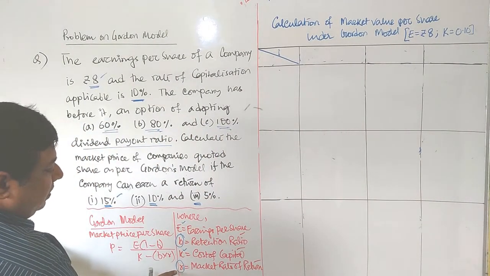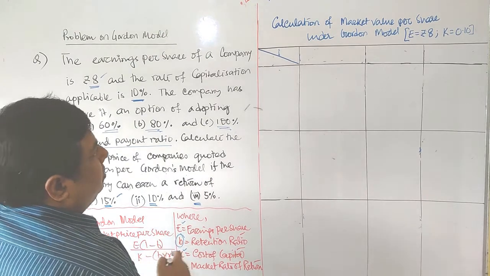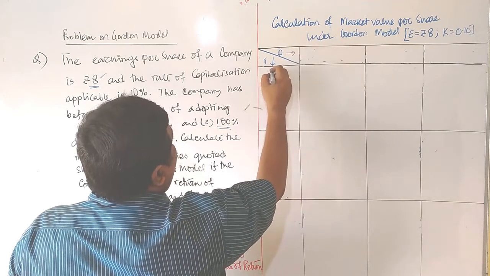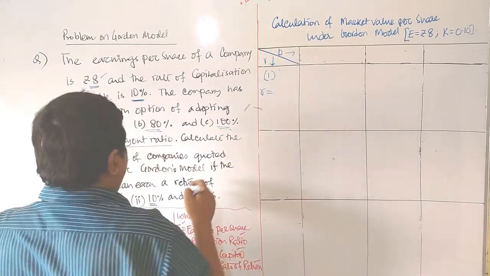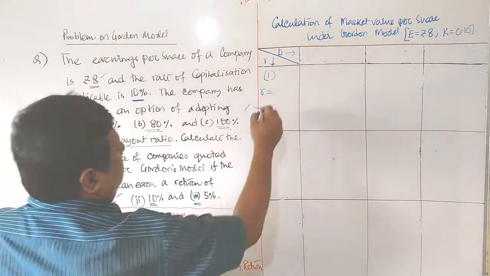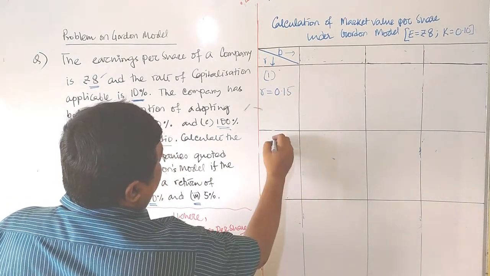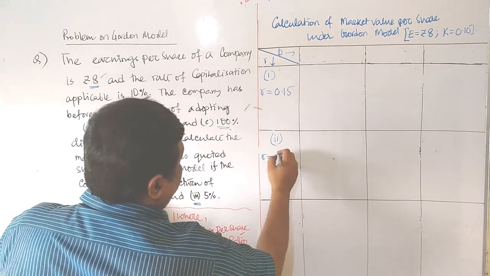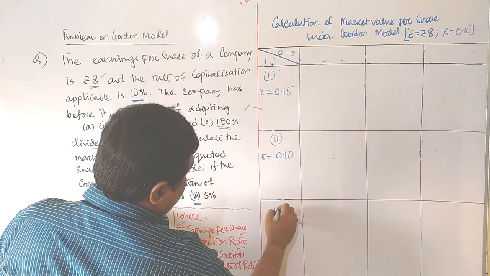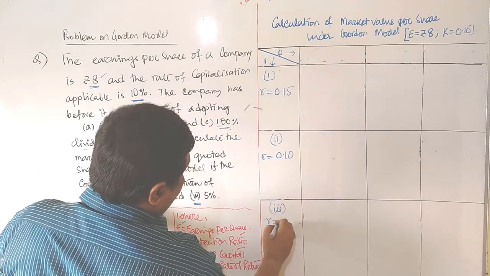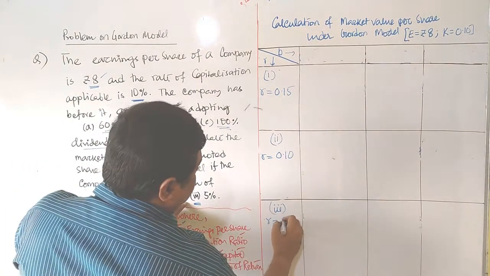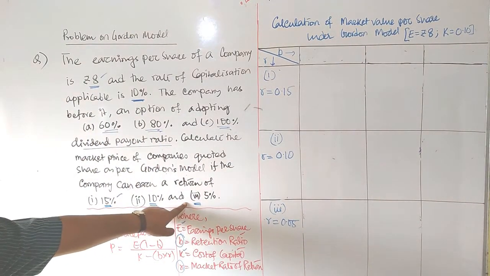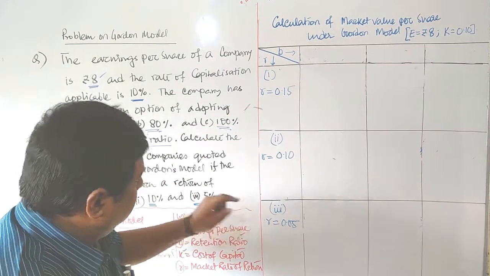Now, the 3 specific R and 3 specific B are provided to us. Let me plot over here B and R one by one. Option 1, R equals 15%, 0.15. Option 2, R equals 10%, 0.10. Option 3, R equals 5%, 0.05. 3 specific R depending upon the given condition we are plotting.